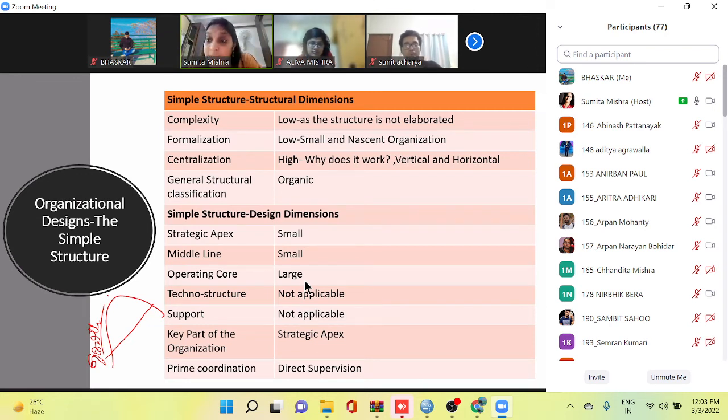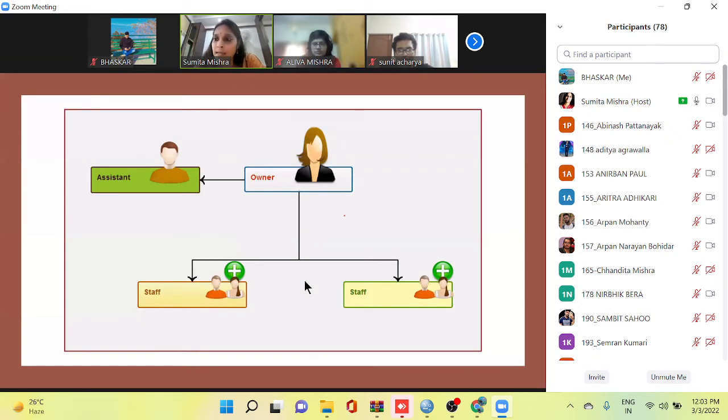It is very often an organization that has the simple structure. Okay. So when we are looking at the design options and the structural dimensions, what I've done is I've broken this table into 2 parts. One is the structural dimensions. One is the design dimensions. Okay. So before we look at the structural dimensions, this is how it looks in effect.